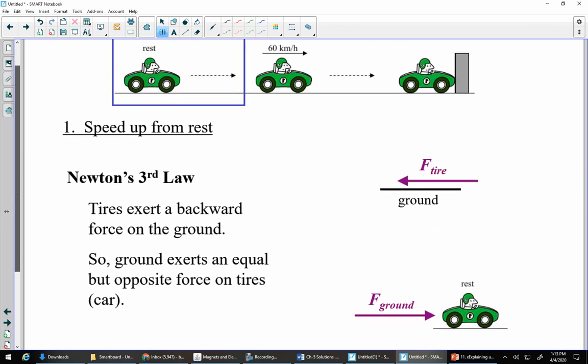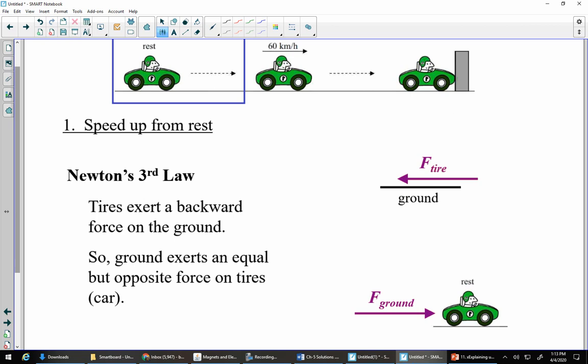For the first part, when it's speeding up, we could talk about this in a whole bunch of different ways. We'll talk about a few of them here. I could talk about Newton's third law. I could say that the tires are exerting a backwards force on the ground. So what would the ground be doing to the car? It would be exerting a forward force on the tires, and the car would move forward, right? Or the car would have a force pushing it forward. Perfect. That's Newton's third law. So we've explained what law it is, and we've also used a little bit of language for this particular example.